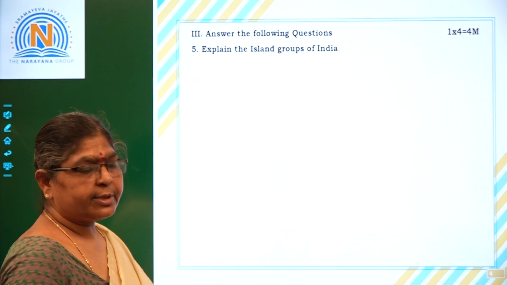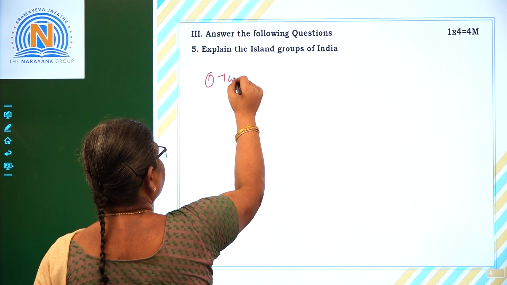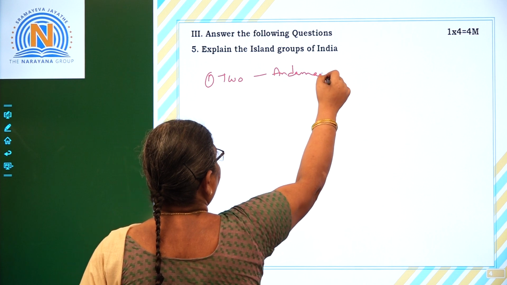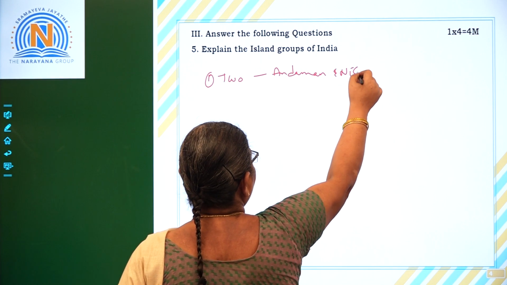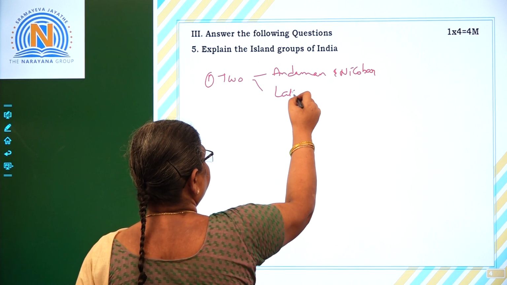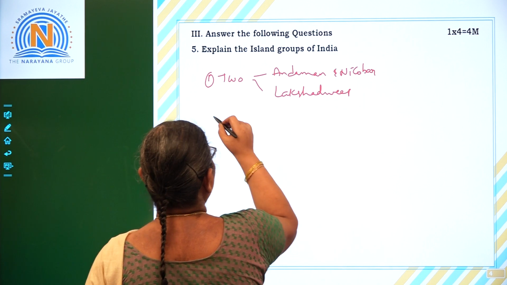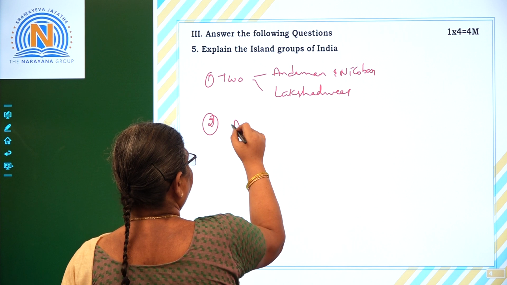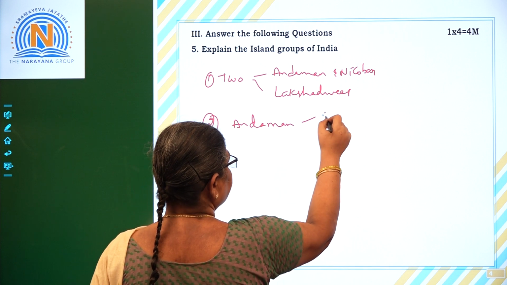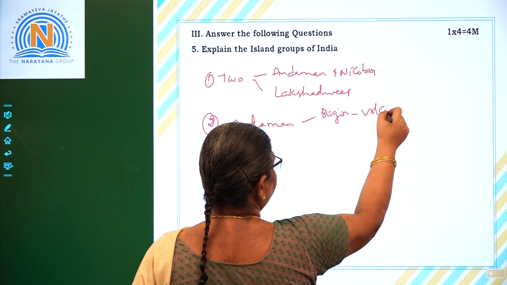Okay, now let us look at the next one. Explain the island groups of India. Mainly two island groups are there. One is Andaman and Nicobar, and the second one is Lakshadweep. The origin of the Andaman and Nicobar Islands is volcanic eruption.